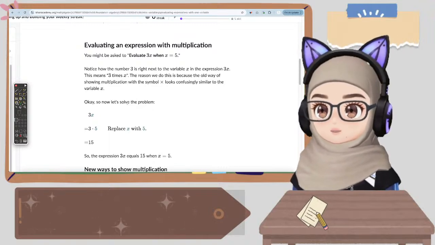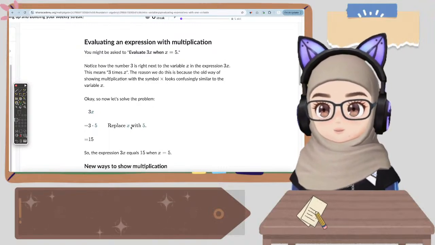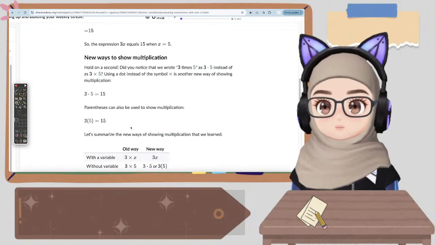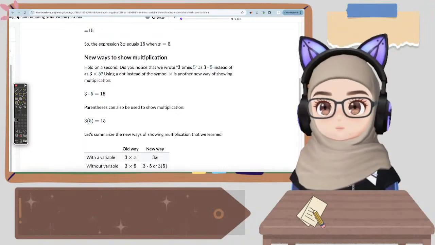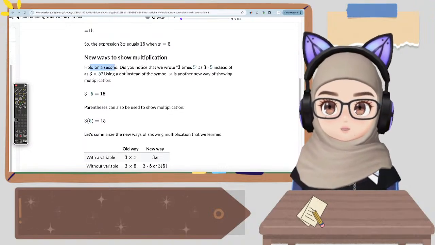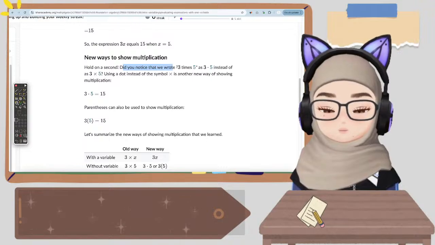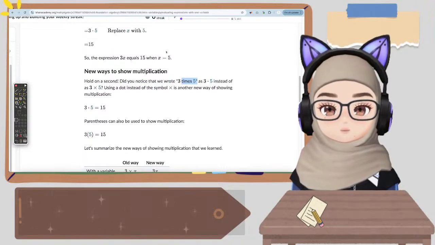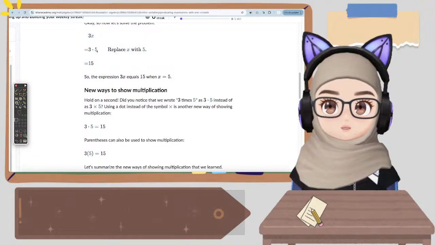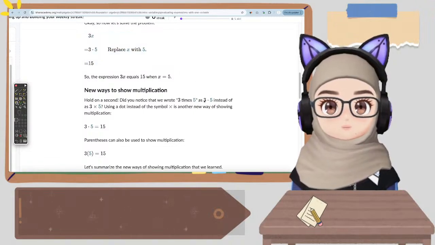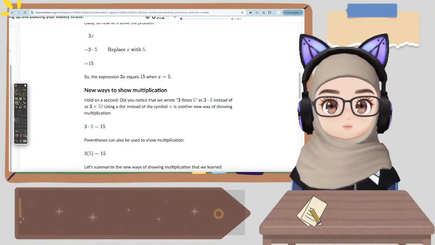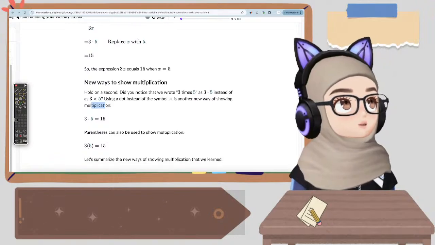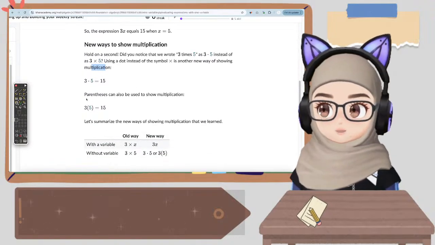Okay, so now let's solve the problem. 3x, replace it. Cool. New ways to show multiplication. Hold on a second. Did you notice that we wrote 3 times 5? Oh, okay, like this. Yes, so 3 dot 5 instead of 3 times 5, using a dot instead of the symbol x is another new way of showing multiplication. Yes, but again, I find the dot to be too small. It's not to my liking.